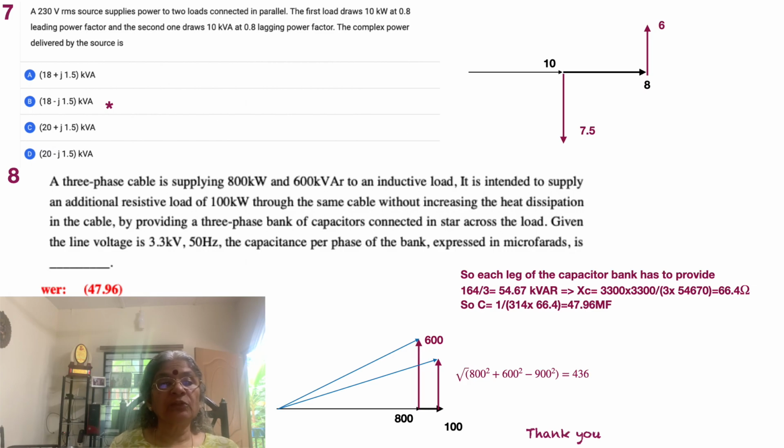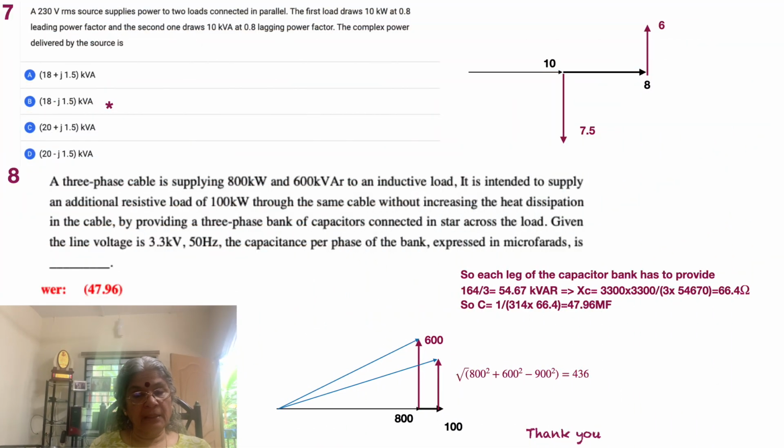Now what is asked is, without increasing the heat dissipation in the cable, by providing a 3-phase bank of capacitors connected in star across the load. Given the line voltage is 3.3 kV, 50 Hertz, find the capacitance per phase of the bank expressed in microfarads. It's a more involved question, but there's no harm at all. Because we understand that without increasing heat dissipation, you have to take the active load of 900 kilowatt, but supply the reactive power using the capacitor bank such that the cable does not carry more current.